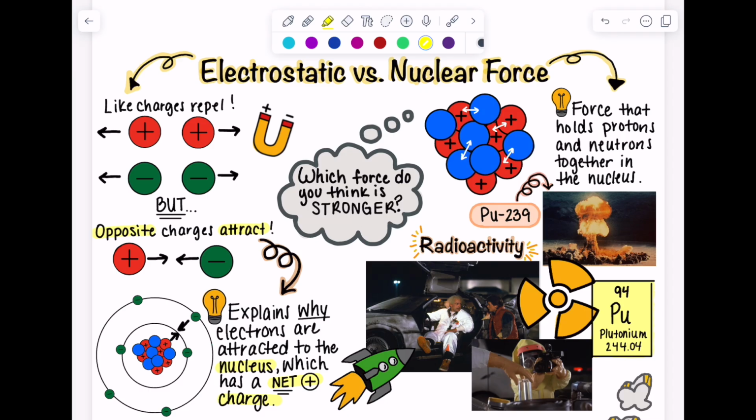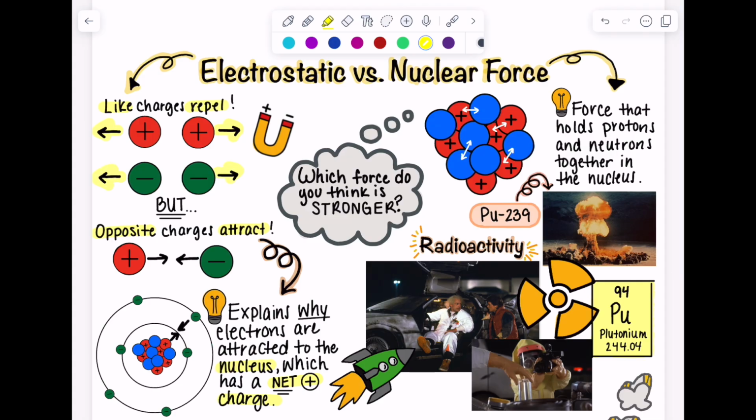And just like opposites attract, guess what? Like charges repel. Positive versus a positive, repel. Negative versus a negative, repel. So it doesn't matter if they're both positive or both negative. If the charges match, they push each other away.